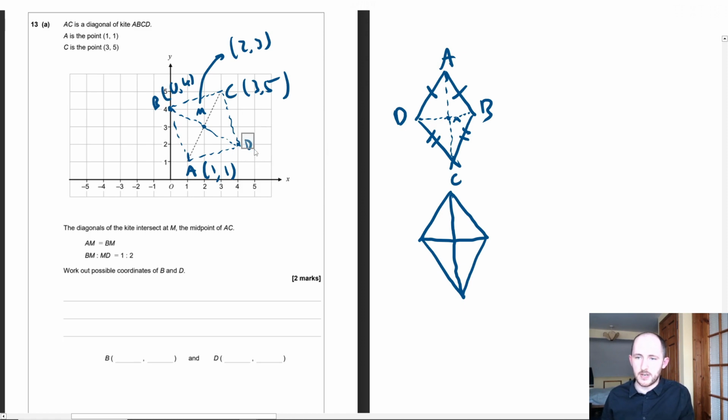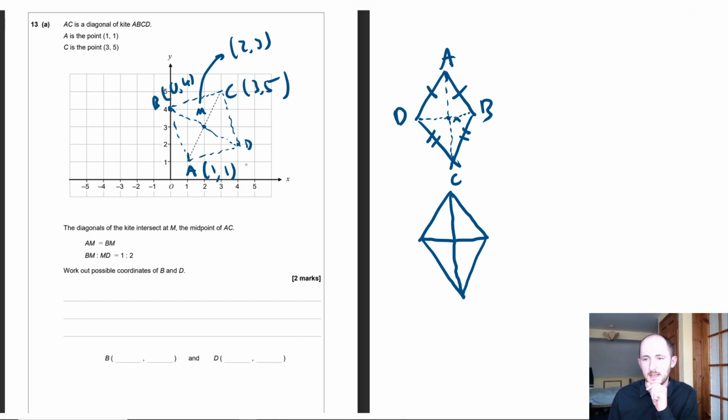So, yeah, D is actually going to be slightly extended because it says the ratio is 1 to 2, so it should be twice as long. So if the difference between 4 and 1 is 3, then it's going to be twice as much on the other side, it should be 6.